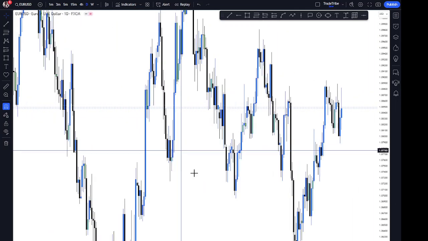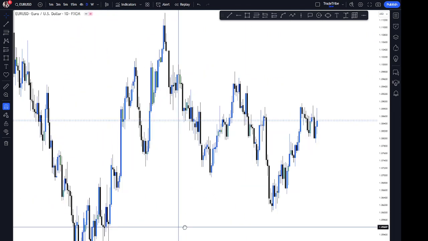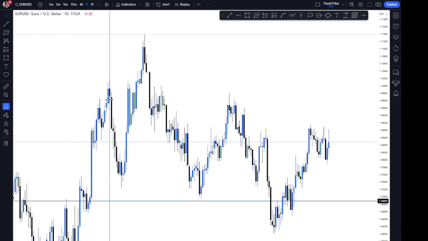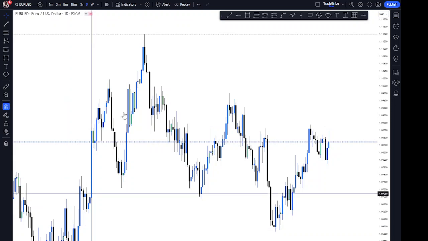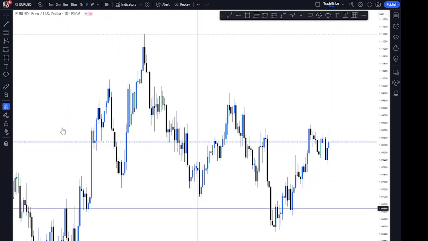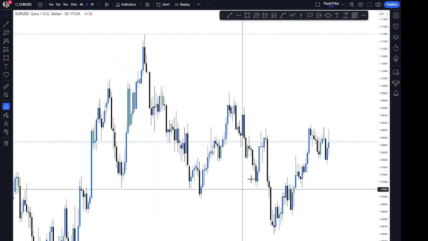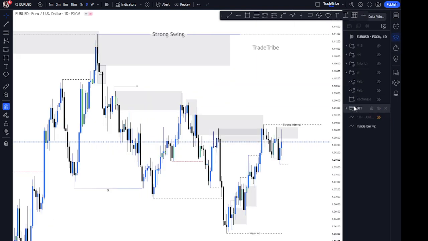Let me maximize my screen a bit. Okay, so we are going to focus on this range, just this range. This is what we are going to be trading, from here to here. I won't repeat the drawings because we have already done them in previous sessions. They're just the same.